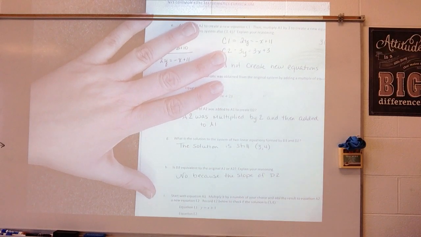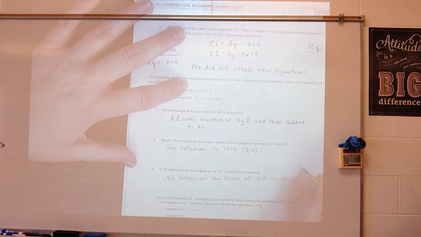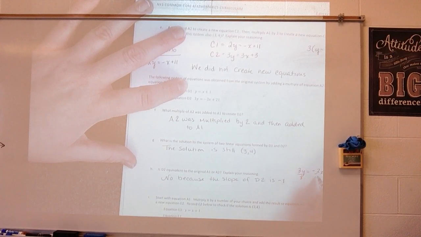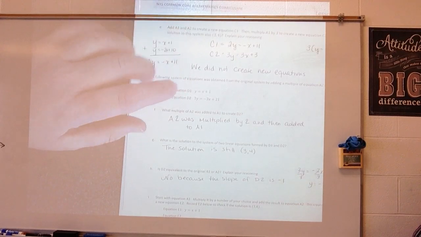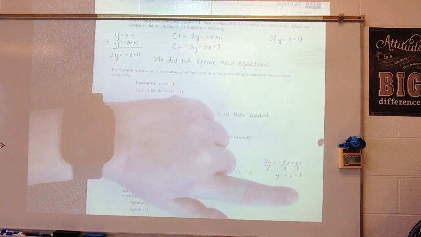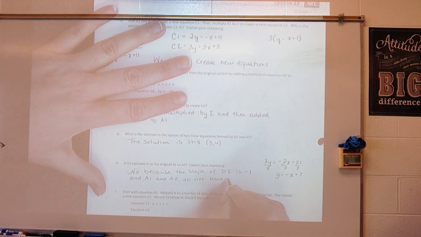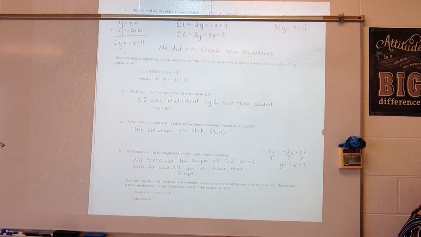The slope of D2 is -1, and I figured that out by getting it into y is equal to mx plus b. I'm going to divide by 3, and I get y is equal to -x plus 7. So my slope of this equation is -1. A1 and A2 do not have those slopes. Neither one of those has that slope.